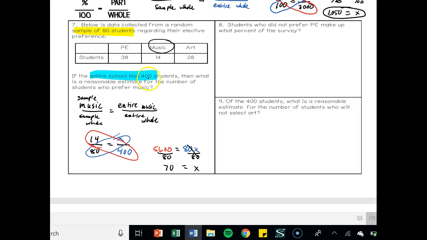That makes more sense because if I had only a sample of 80 students and 14 of them like music, well, if I increase the number of students, more students should like music, right? I want you to try number 8 and 9 in partners.